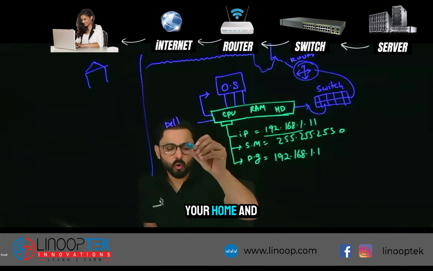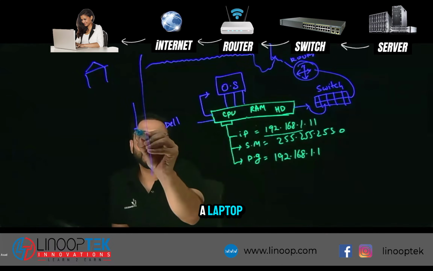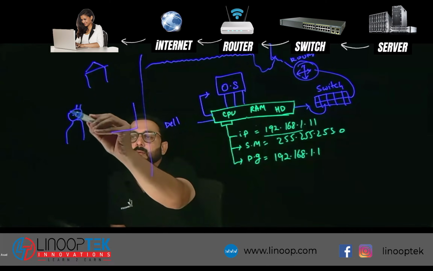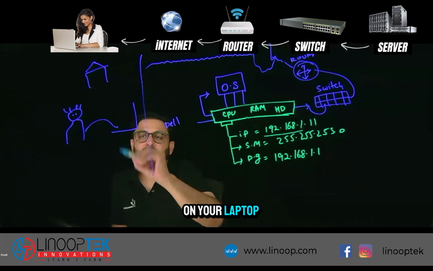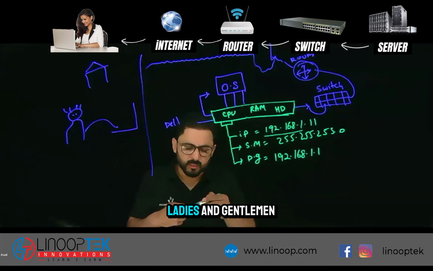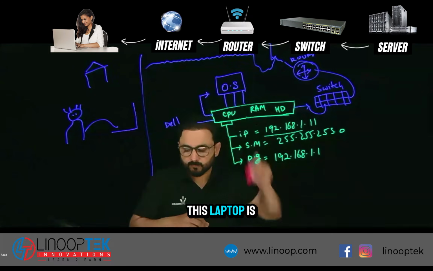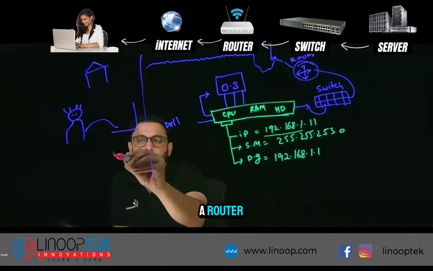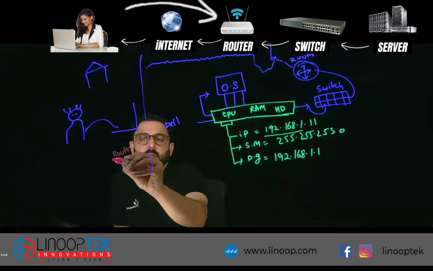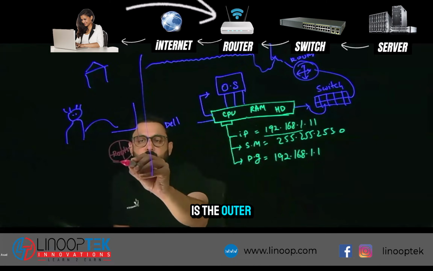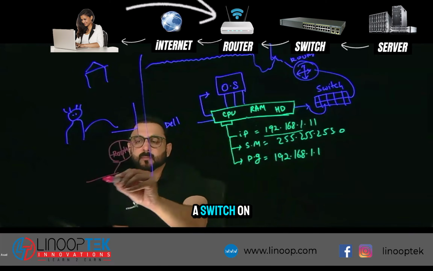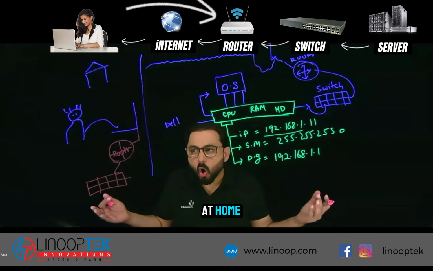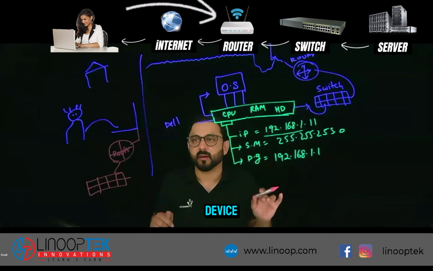Now you're in your home and you have yourself a laptop and you're sitting right over here, working on your laptop. And on your network, ladies and gentlemen, this laptop is probably connected to a router. And again, this is a router. And there's also a switch on your network. Usually, if you're at home, switch and router is one device.